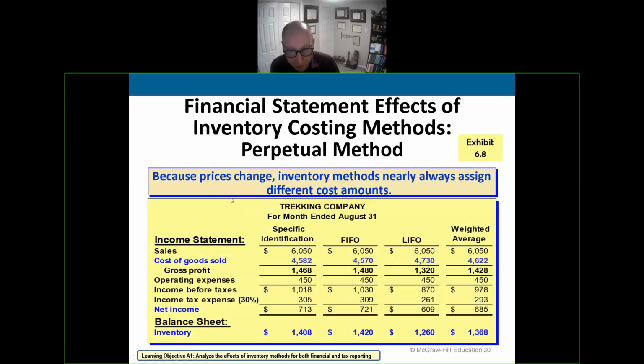So looking at our bicycle example, we can compare the four methods: specific identification, first in, first out, last in, first out, and the weighted average. And in this comparison, looking at what happens to the net income, the net income varies significantly between specific identification, first in, first out, last in, first out, and weighted average. The highest is under first in, first out net income.